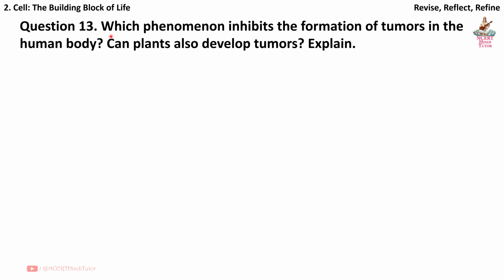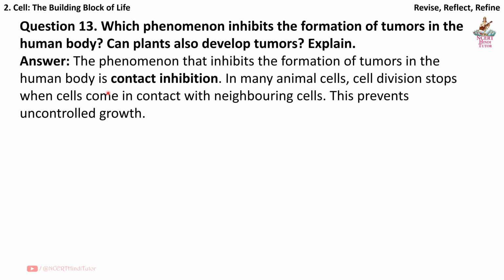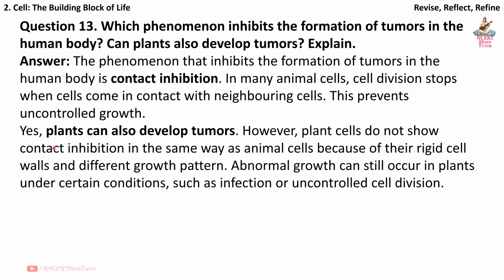Question 13. Which phenomenon inhibits the formation of tumors in the human body? Can plants also develop tumors? Explain. Answer: the phenomenon that inhibits the formation of tumors in the human body is contact inhibition. In many animal cells, cell division stops when cells come in contact with neighboring cells. This prevents uncontrolled growth. Yes, plants can also develop tumors.